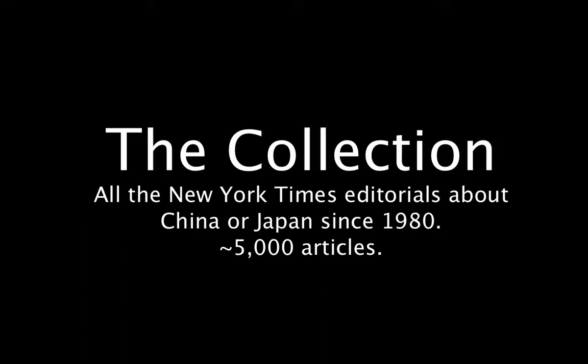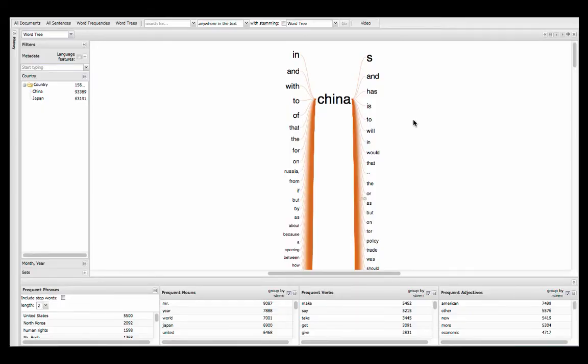Remember the collection we're working with here. All the editorials about China and Japan published in the New York Times over the last 30 years. That's around 5,000 editorials. So here we have the main WordSeer screen, like we've seen many times before. These are the most frequent nouns, verbs, and adjectives in the collection.